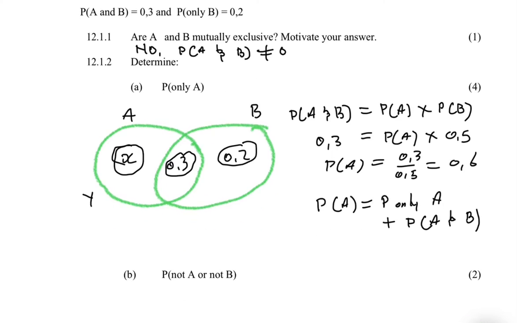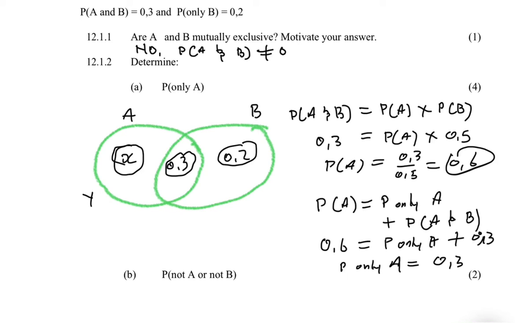So that will give us 0.6 is equal to the probability of only A plus 0.3. You take 0.3 to the other side, and you're going to get the probability of only A being equal to 0.3. But after you find the probability of A to be 0.6, you can just write your answer because it becomes obvious now that the answer will be 0.6 minus 0.3, but you can just solve it as well.